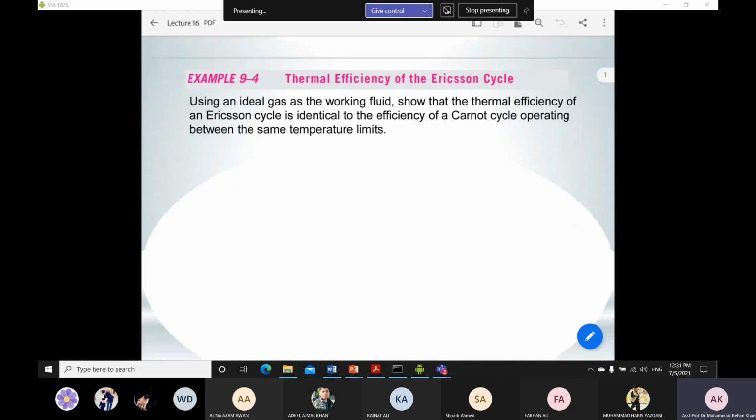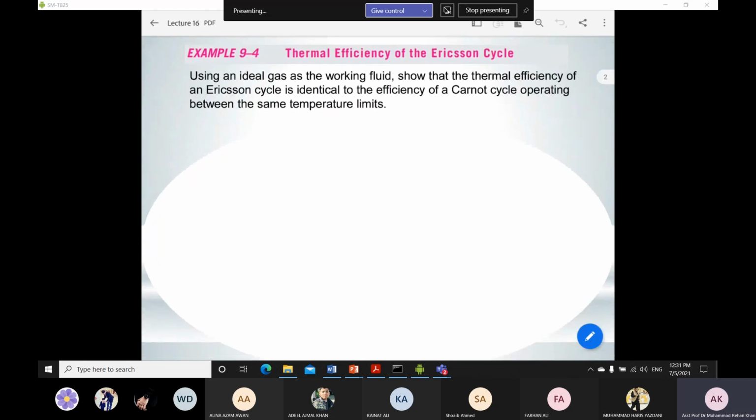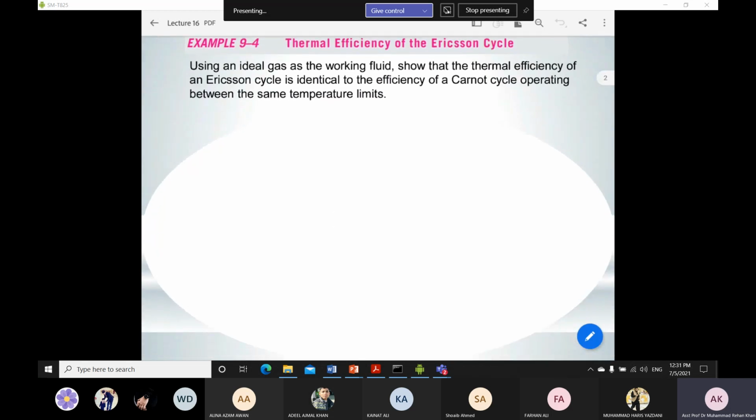Okay, so coming to the first example, which is 9-2, the thermal efficiency of the Ericsson cycle is the highlight of this one. Using an ideal gas as a working fluid, show that the thermal efficiency of an Ericsson cycle is identical to the efficiency of a Carnot cycle operating between the same temperature limits.